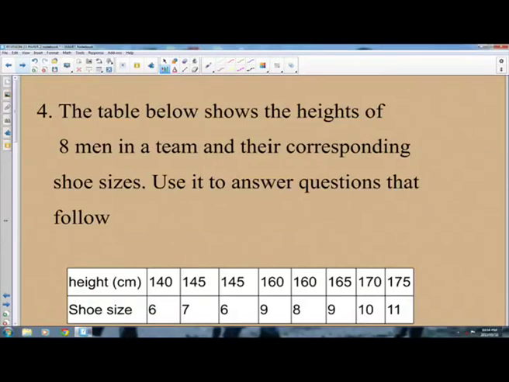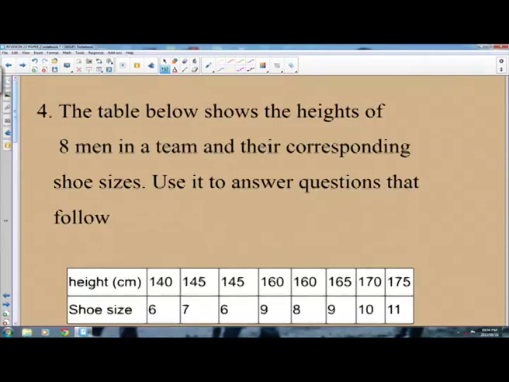Welcome back from the short break. We are at question number 4 of our revision exercise. Question number 4 says, the table below shows the heights of 8 men in a team and their corresponding shoe sizes. Use it to answer the questions that follow.